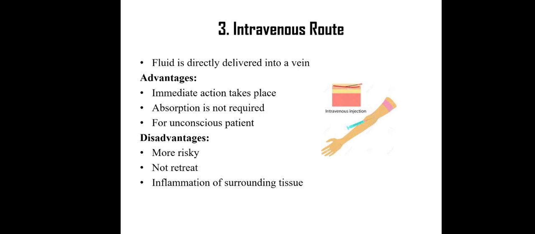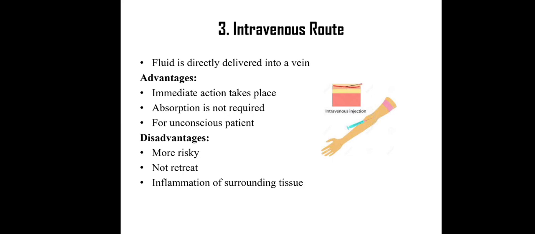Next, the intravenous route. Fluid is directly delivered into a vein. In this route, fluid medicine is injected into our vein. Advantages: immediate action takes place. Absorption is not required. This route is preferred for the unconscious patient. Medicines given by the intravenous route are quick in action, so there is no need for absorption because the medicine enters directly into the vein. The next advantage is that this route is also helpful for the unconscious patient.